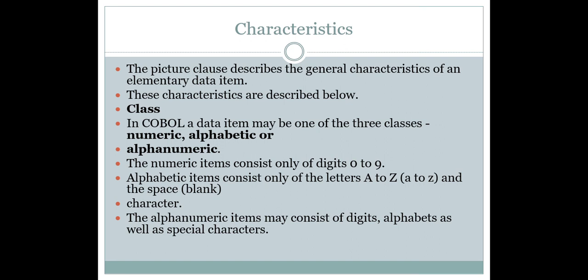So this is the definition. The picture clause describes the general characteristics of an elementary data item. Normally we have two types of data items, elementary data items and group data items, and to define the elementary data item we are going to use the picture clause.